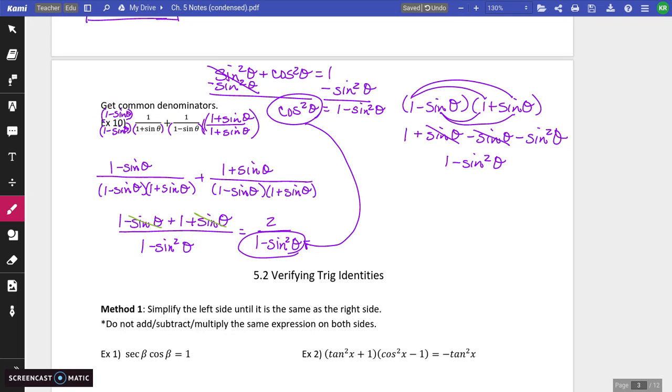So this is going to become 2 over cosine squared. Well, what's the reciprocal of cosine squared? Secant. So this would be 2 secant squared theta. And that would be your simplified version.